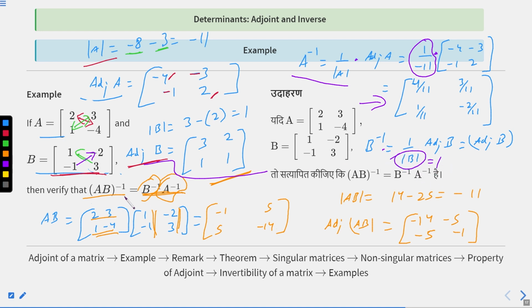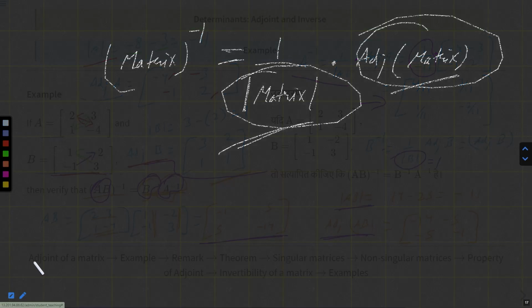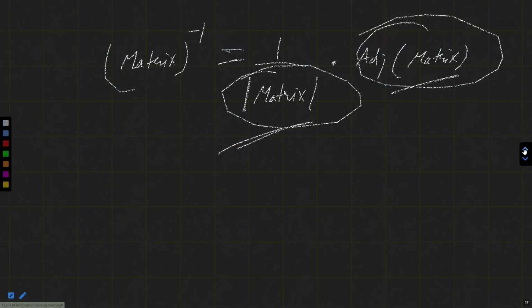Okay, now what you did next, AB, you found the product of AB. Your AB will be this, then the determinant, then its adjoint, and then what? Then find the product of B inverse and A inverse. You will get the same thing as AB whole inverse, as you can see.